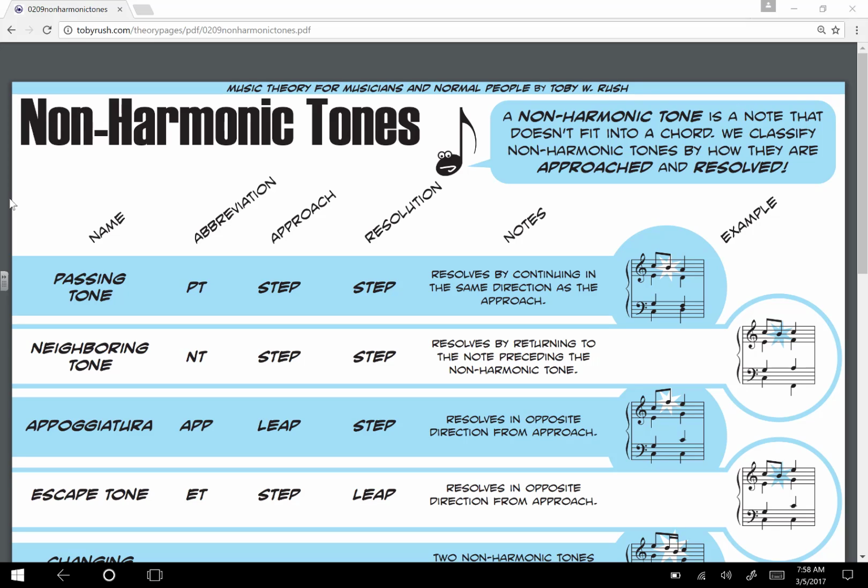In our next one, we have a neighboring tone. Abbreviated NT, it is approached by a step and resolved by a step. Special notes for the neighboring tone: it resolves by returning to the note preceding the non-harmonic tone. As in the musical example, the B would be the neighboring tone. Let's listen. Once more.